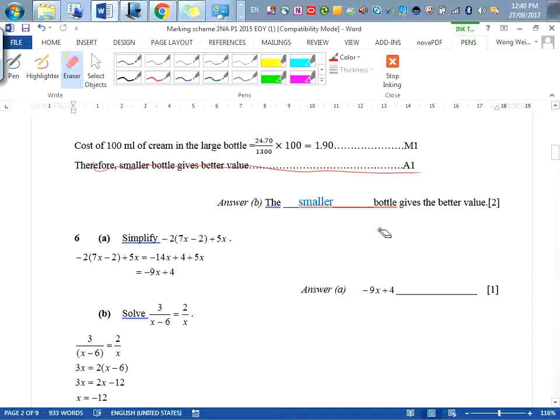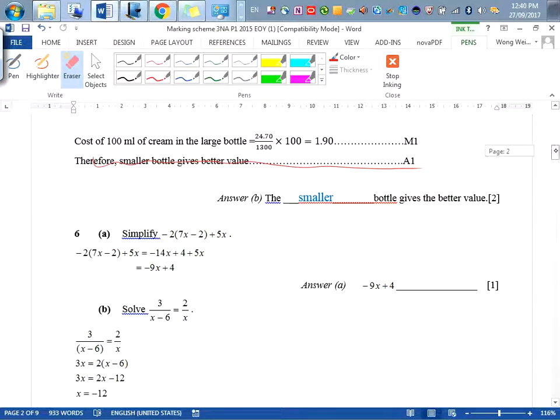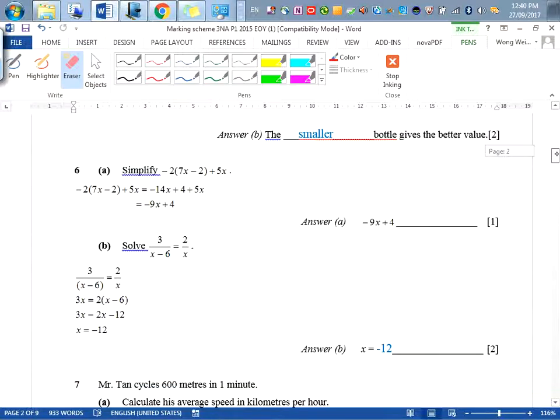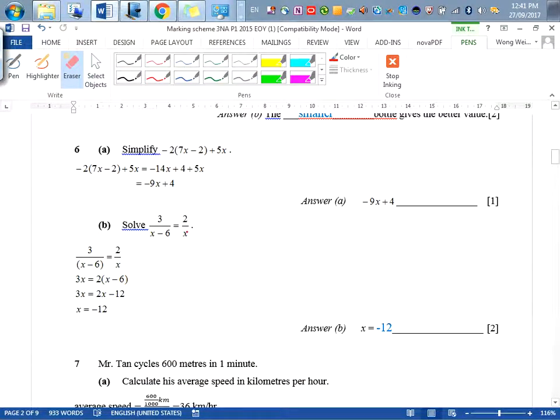Okay. Let's go on to question 6a. Simplify this one, we just expand it out and group all the like terms together. Do it carefully, you should get 1 mark very easily. No tricks over here. But in part B, solve. How to solve?